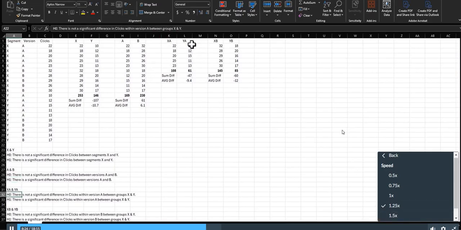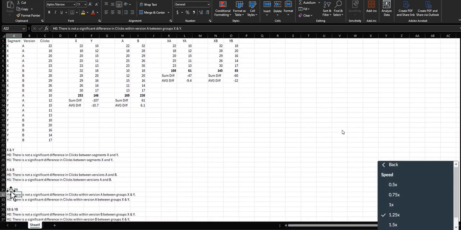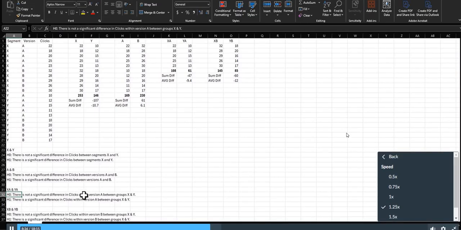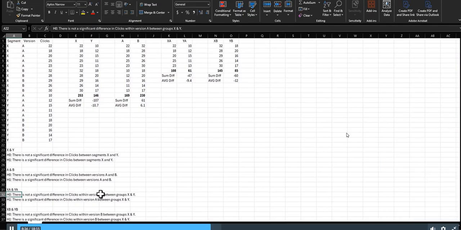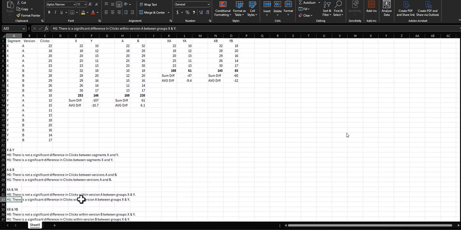And then our tests over here are less important than the first 2, but these are still, I feel, important for us to really understand the data. There is not a significant difference in clicks within version A between groups X and Y. There is a significant difference in clicks within version A between X and Y, and then this one down here is the same for B, version B within X and Y.